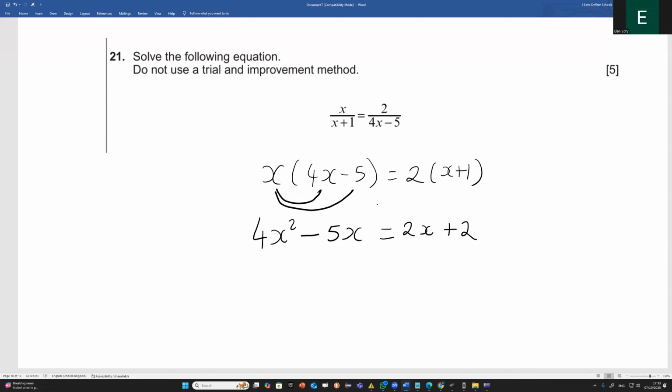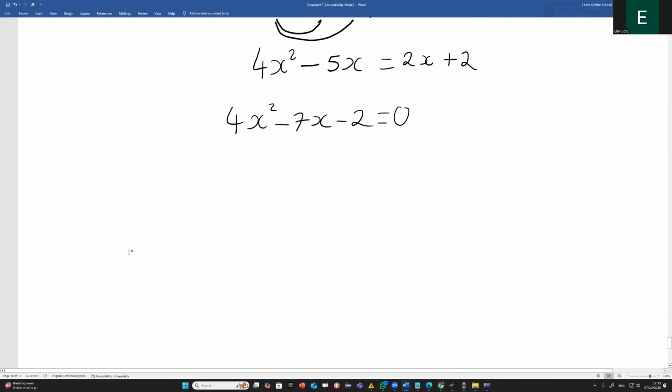So we would need to get everything on the same side and make it equal to 0. So what would that be if you took everything to the same side? That would be 4x squared take away 7x minus 2 equals 0. Brilliant.